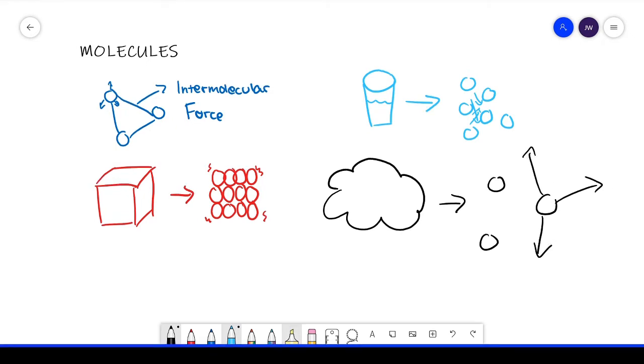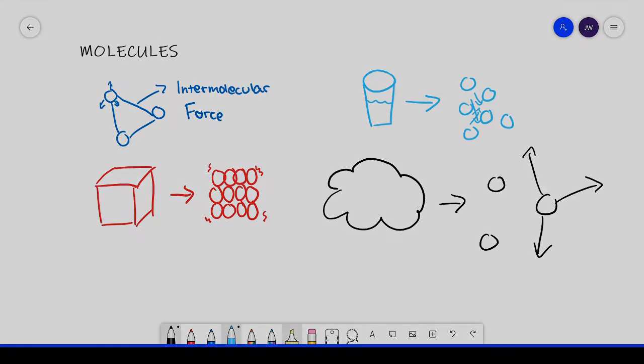Now, to summarize all of these, I am making a few key points. Number one, every matter is made up of molecules that are constantly moving. Two, molecules are held together by an intermolecular force. Three, solid molecules have the strongest intermolecular force. Liquid has a weaker force, and gas molecules almost have no intermolecular force.